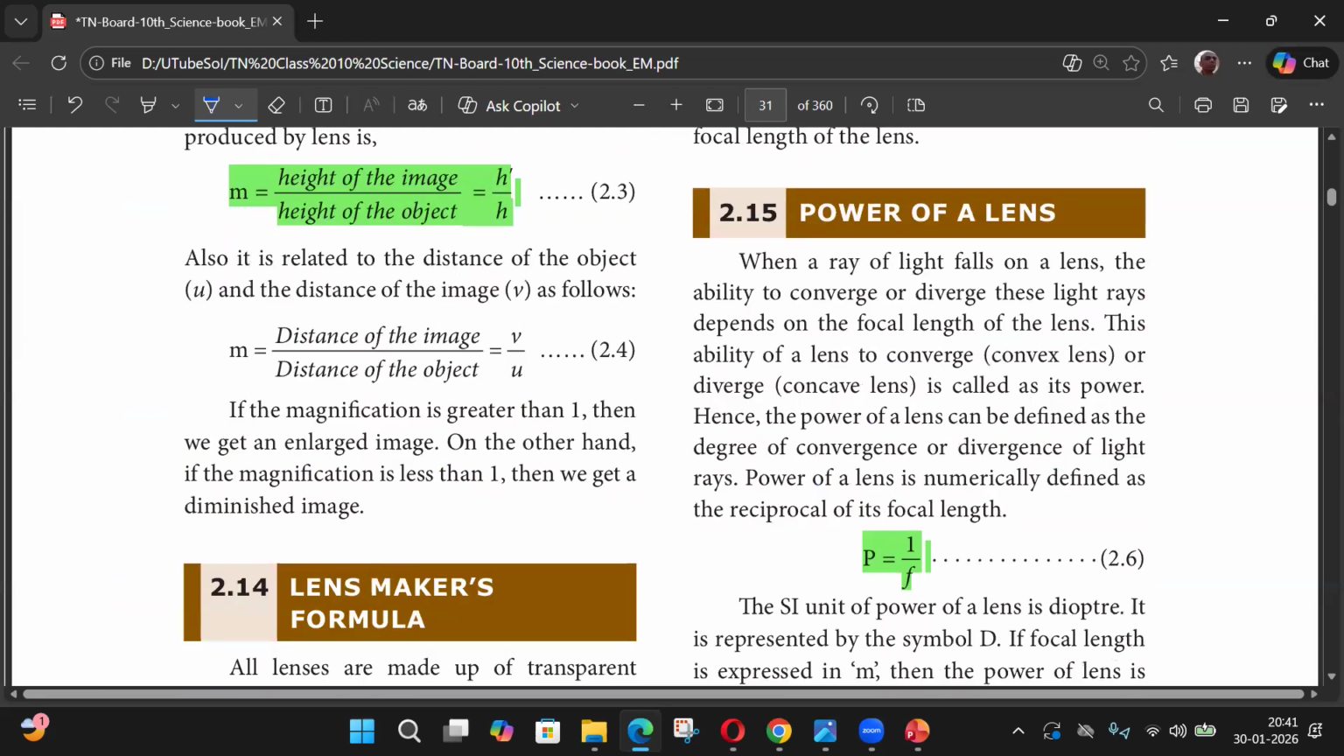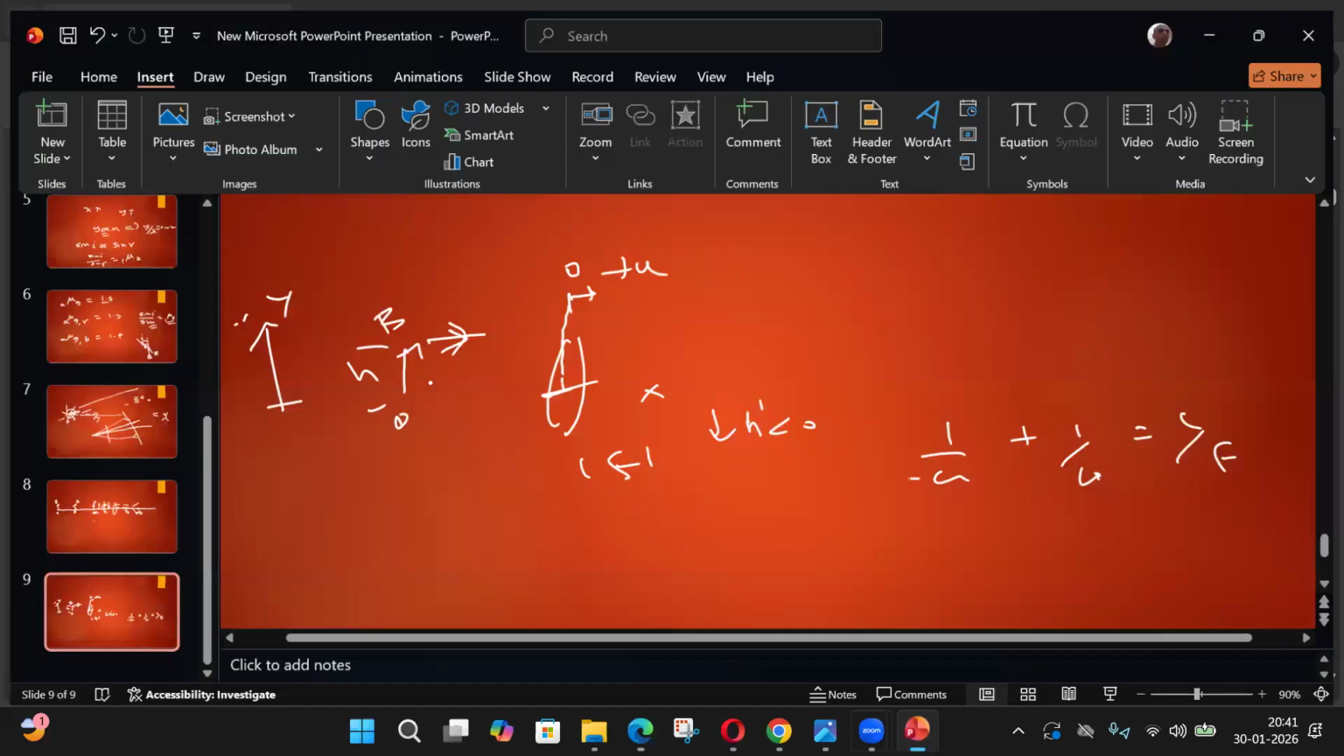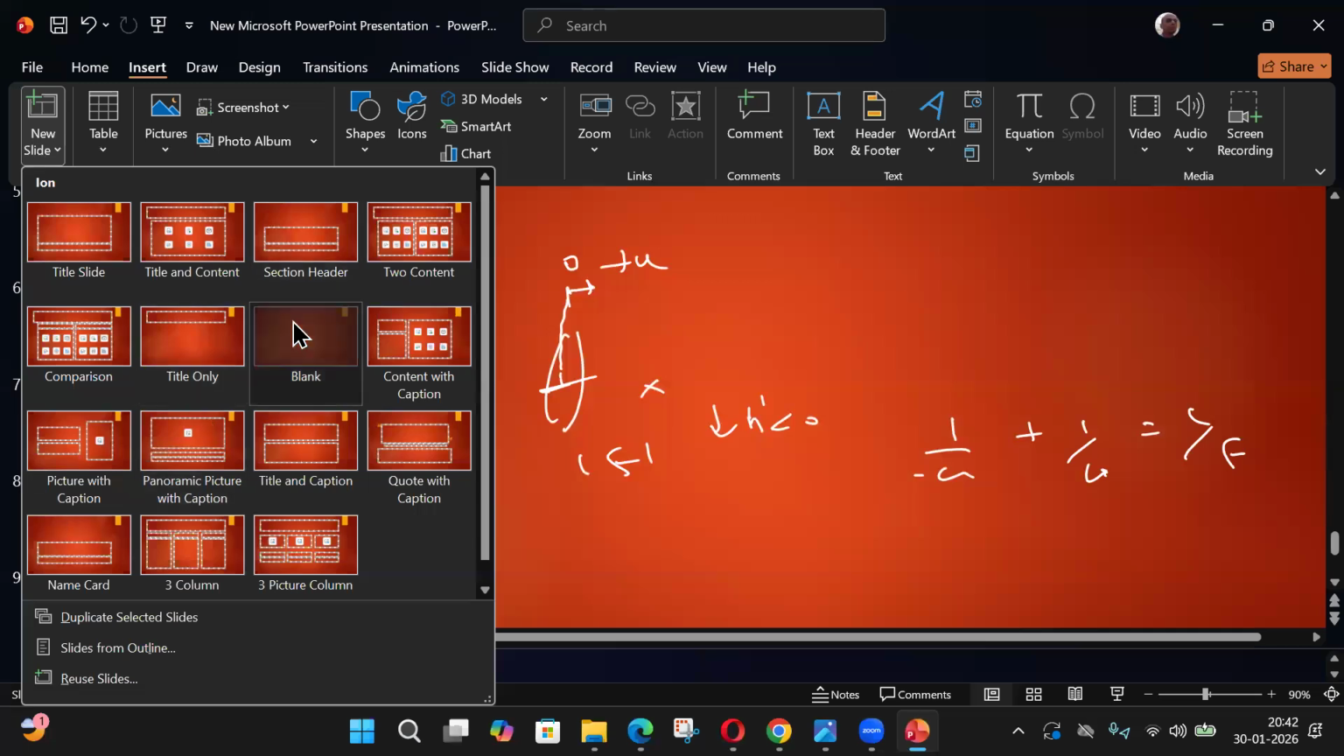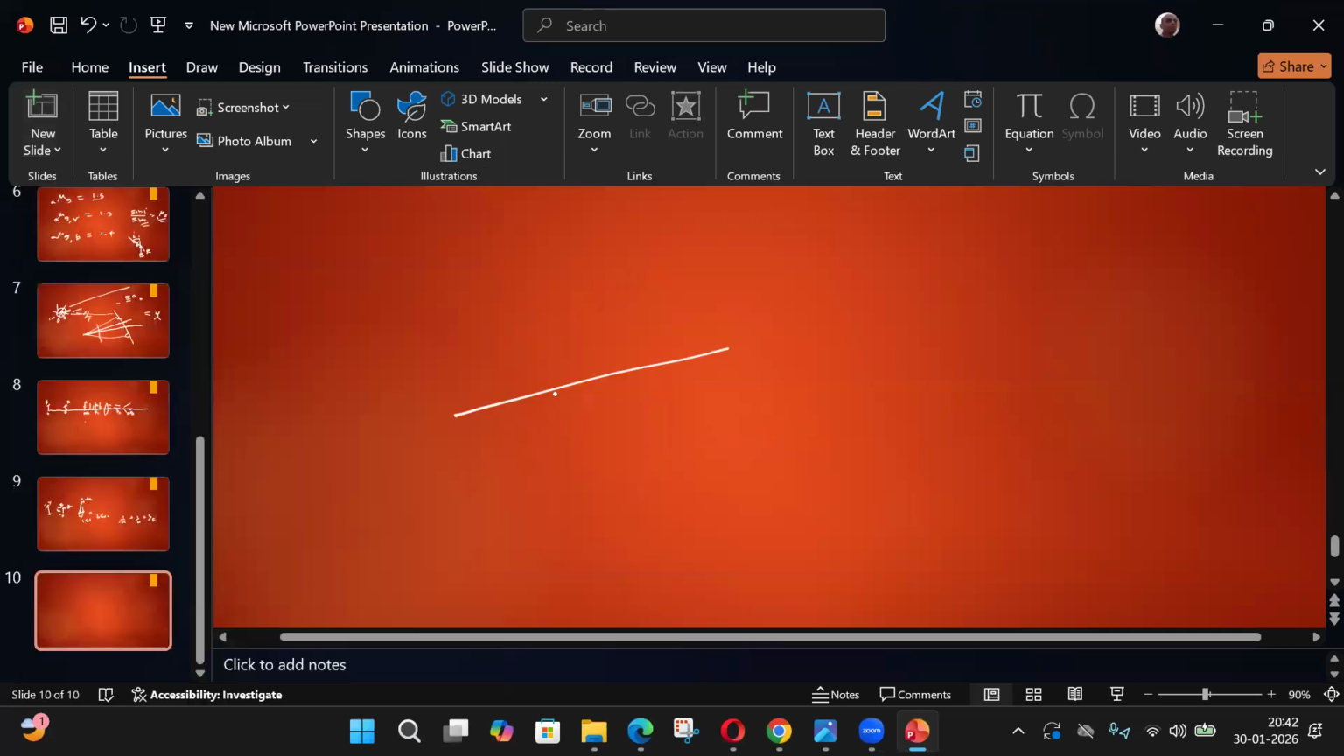And power of the lens is, see, the job of the lens is to bend the light. If the lens is not there, the light will go straight. But suppose the lens is there, it will bend like this. But I can change the lens and make it bend more. So bending is more means the lens is more powerful.